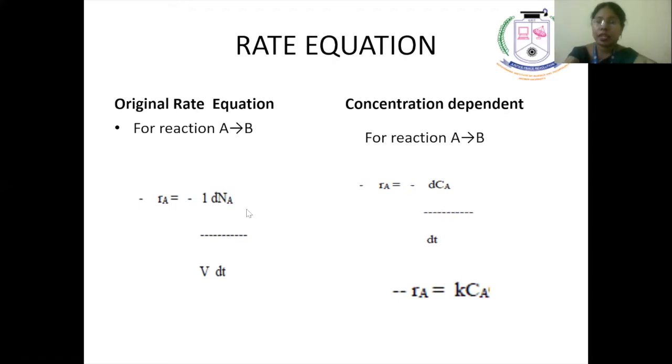So we have seen that the original rate equation is minus rA is equal to minus 1 by V dNA by dt. It can be modified based on a constant volume reaction or a variable volume reaction. If it's a constant volume reaction, then dNA by V can be clubbed to be dCA. So the original rate equation gets modified to minus rA is equal to minus dCA by dt, which we then take to be the concentration dependent term of the rate equation. This can also be written as minus rA is equal to rate constant k into the concentration of the reactant.